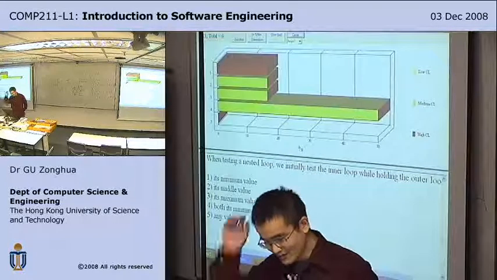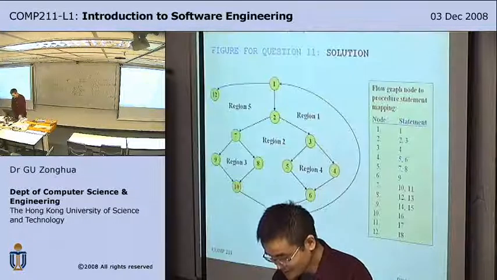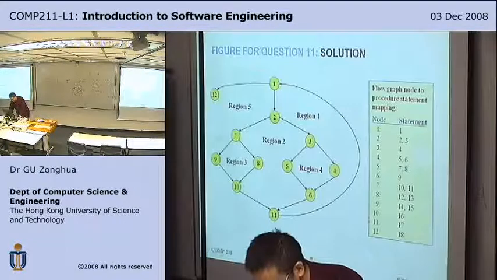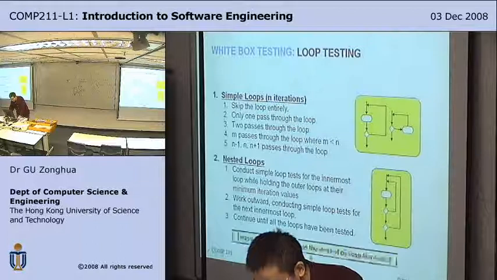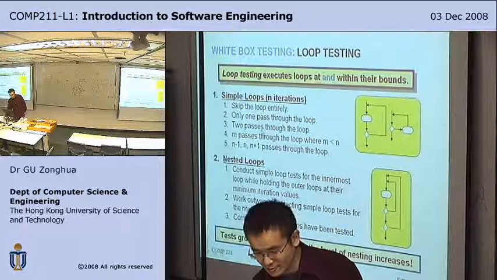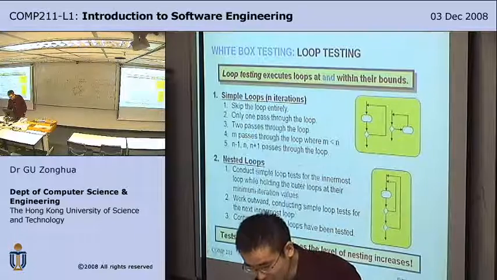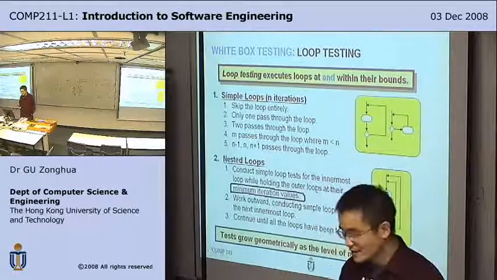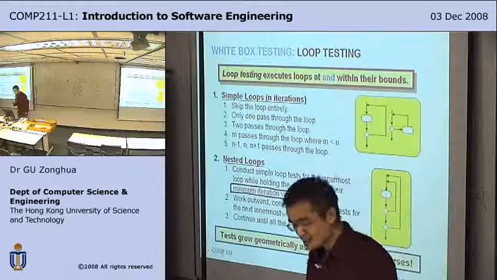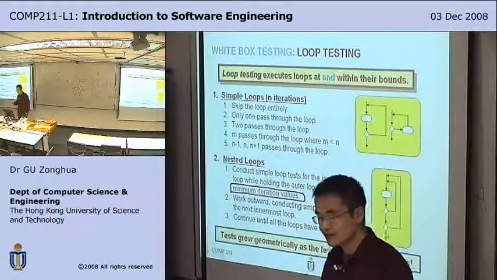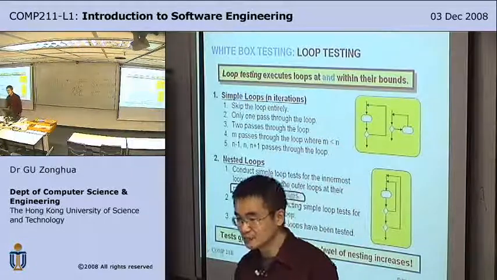At its minimum value. So simple loops, you do these things, skip it, 1 pass, 2 pass, etc. So for nested loops, you hold the outer loops at the minimum iteration values. That is, you have outer for loop i equals 0 to 99, inner for loop j from 0 to 50. Then you hold the i at 0 when you're testing the j loop.